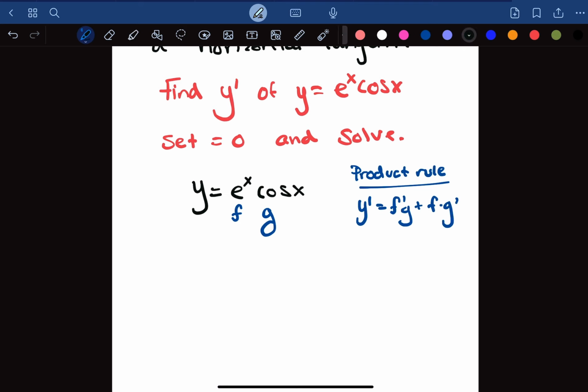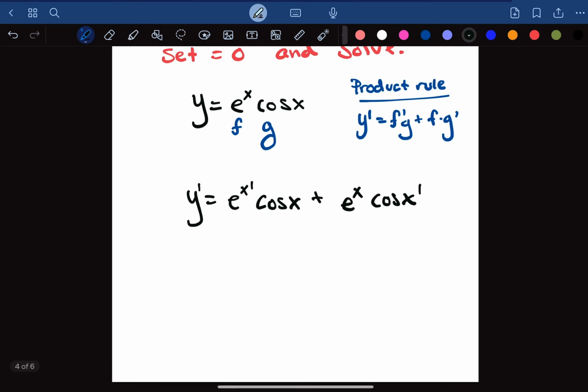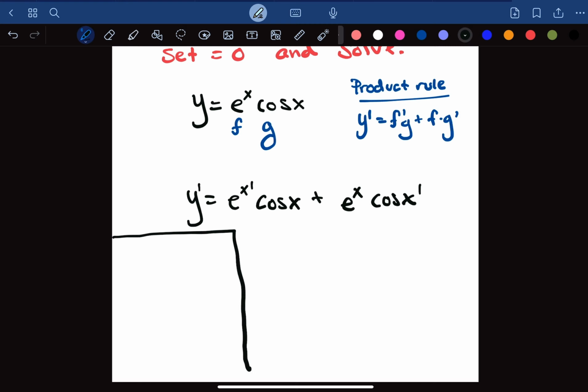And so now rewriting this, my derivative is going to be equal to the derivative of e to the x times cosine x plus e to the x times the derivative of cosine x. So let's do a little sidebar here and take my derivatives on the side. I know that if I'm taking the derivative of e to the x, this is just equal to e to the x, and then the derivative of cosine x is equal to negative sine x.